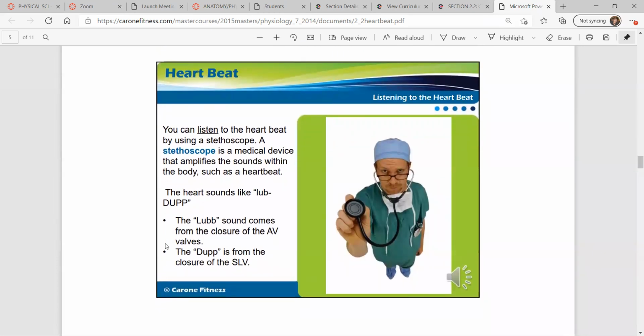You can listen to your heartbeat using a stethoscope. That is a device that amplifies the sound within the body, such as a heartbeat. The heart sounds like lub-dub, and the lub, that first sound, comes from the closure of the AV valves. The dub, the second sound you hear, is from the closure of the SL valves.